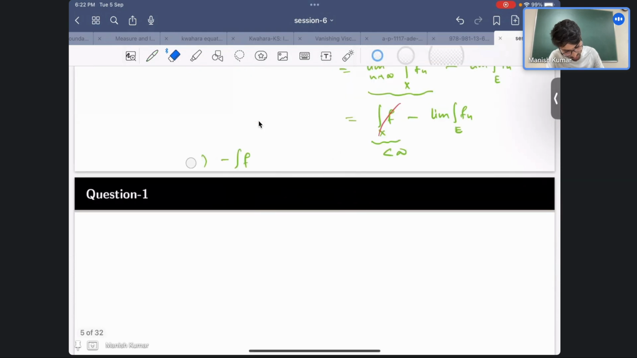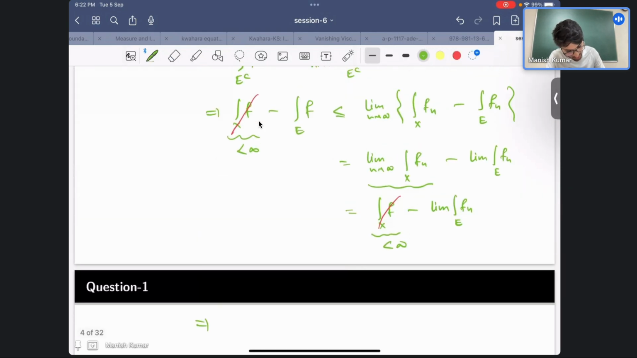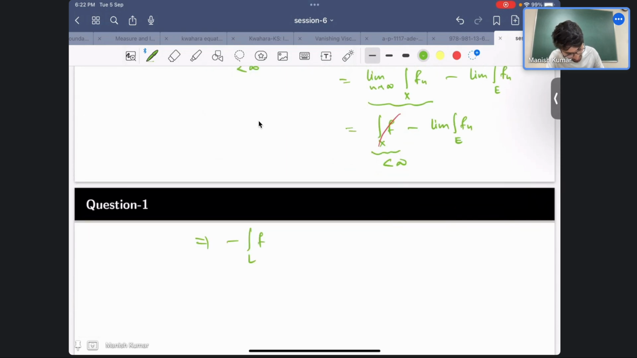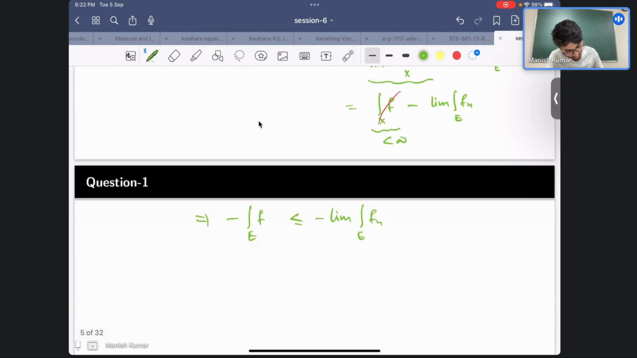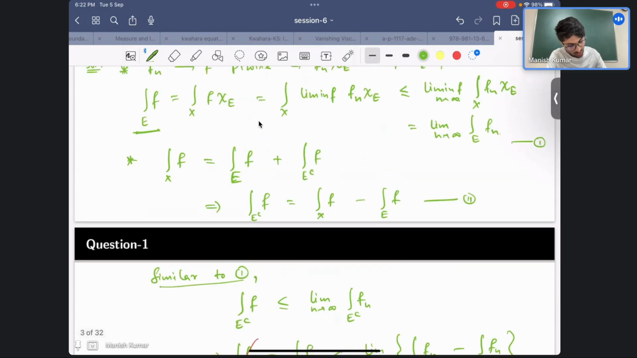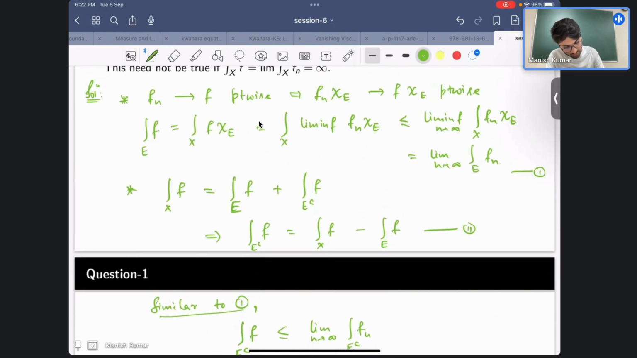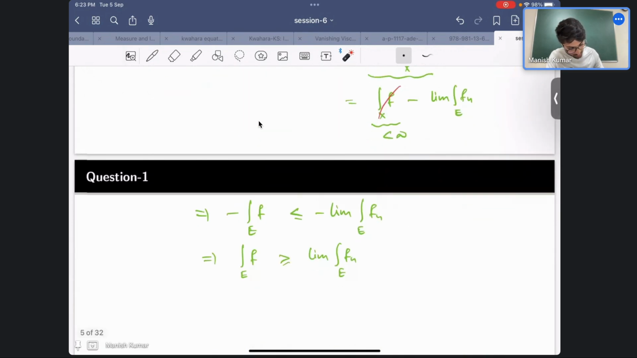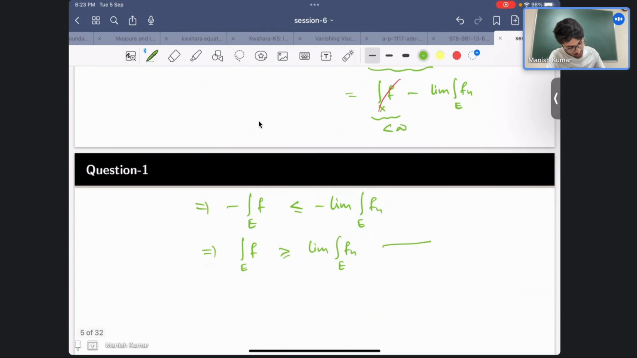So what we are left with is minus integral f over E is less than or equal to the limit of minus integral fn over E. Now if you multiply by minus, the inequality will be reversed. So what you have is integral f over E is greater than or equal to the limit of integral fn over E, right? The first inequality gave that the integral of f over E is less than or equal to this limit of the integral of fn. Here you are getting the reverse: the integral of f is greater than or equal to this limit of the integral of fn, right? So let us call this 3.